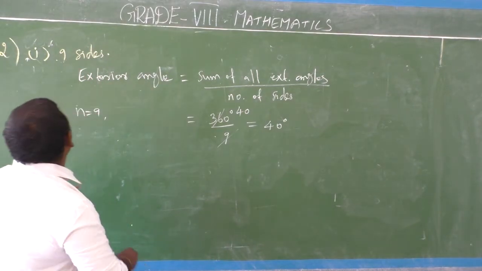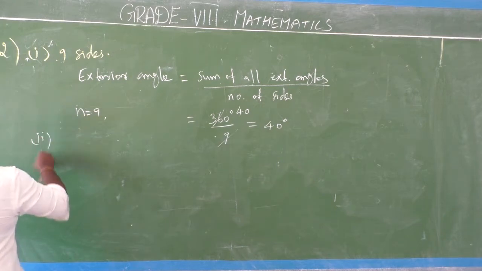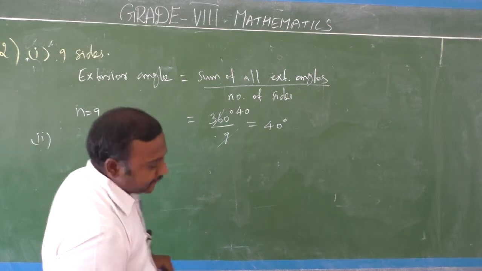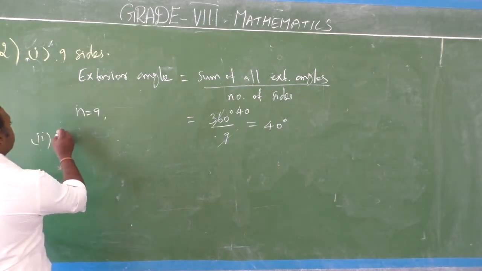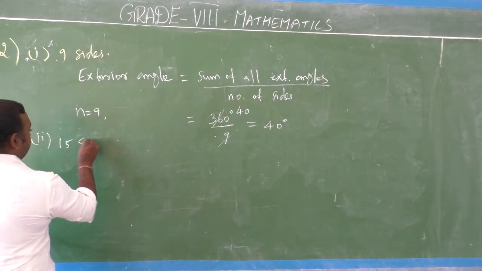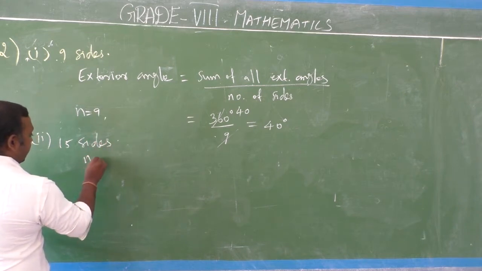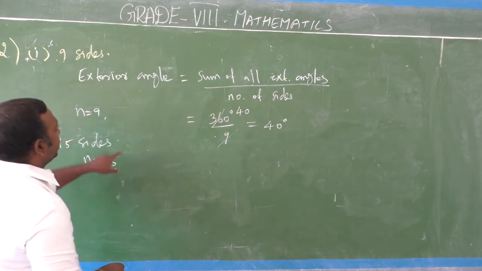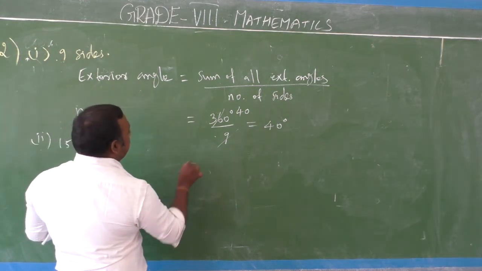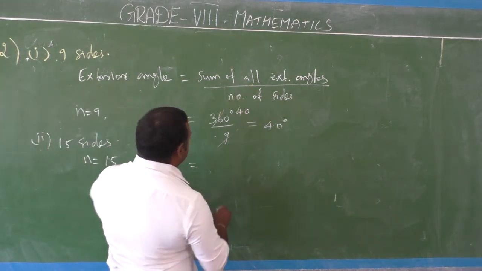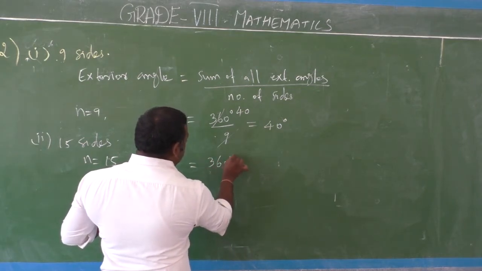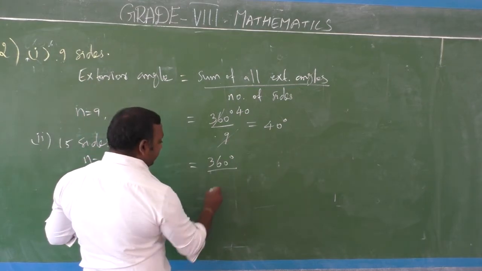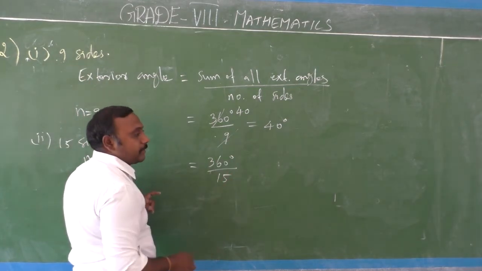Okay, then the second sum, 15 sides. Here n is equal to 15, whereas in the first sum n was 9. So each exterior angle is equal to the sum of all exterior angles, 360 degrees, divided by the number of sides. The first sum had 9 sides but the second sum has 15 sides, so we have to divide by 15.